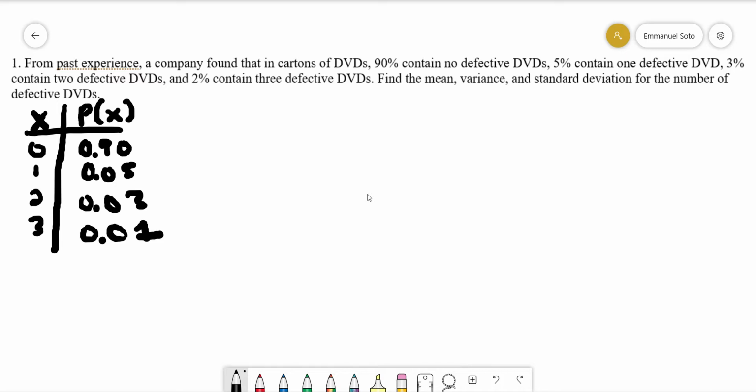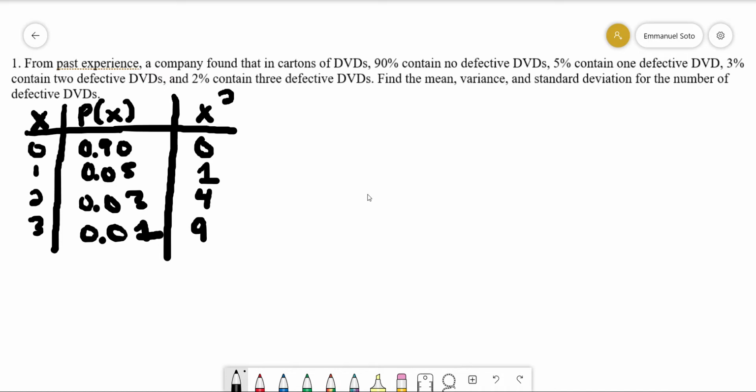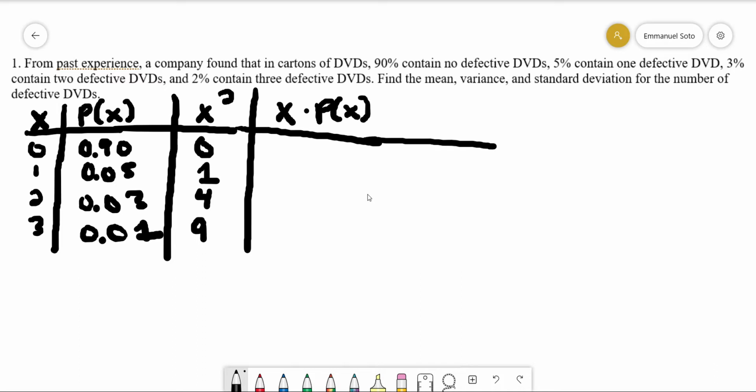So now let's go ahead and do the mean. Let's set up the columns. So x squared, that's going to be 0 squared is 0, 1 squared is 1, 2 squared is 4, 3 squared is 9. We're going to set up the x times p of x. So in this instance, we have 0 times 0.9 is 0, 1 times 0.05 is 0.05, 2 times 0.03 is 0.06, 3 times 0.02 is 0.06.